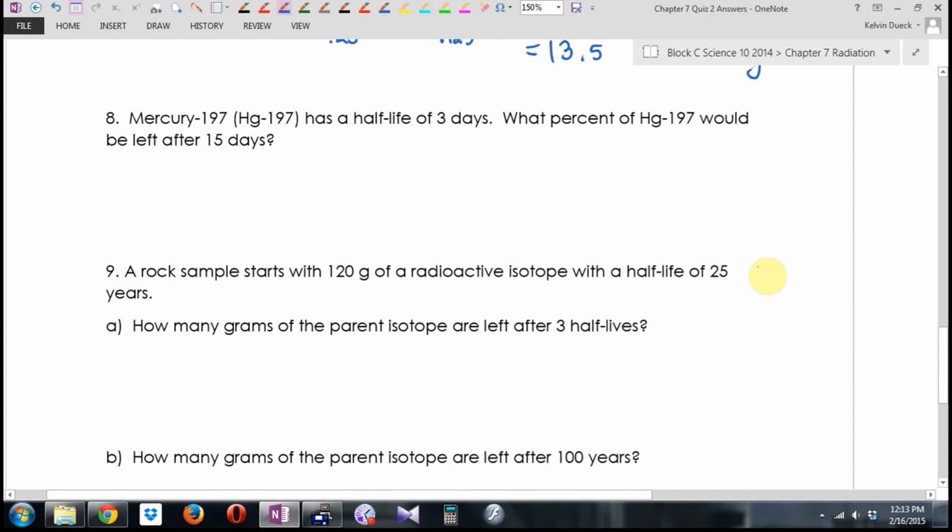Mercury 197, Hg 197, has a half-life of 3 days. What percent would be left after 15 days? Sage, what word did I underline? Which means I always start with 100%. How many half-lives is that, Sage? 1. How many days is 1 half-life in this question? 3.